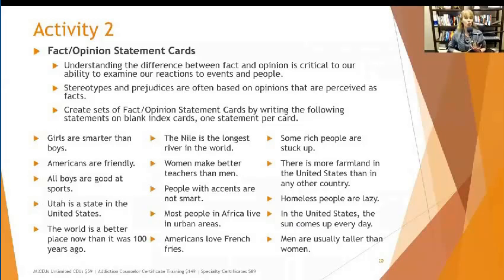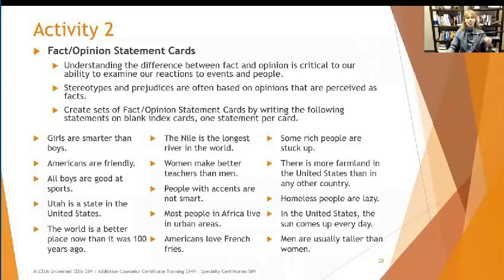Girls are smarter than boys. Americans are friendly. All boys are good at sports. Utah is a state in the United States. And handing it out. And this works well with adults, but this is a really awesome activity with adolescents. Because then we can start talking about the difference between fact and opinion, and you can get into some pretty interesting discussions with adolescents. Adults don't seem to get quite as engaged.